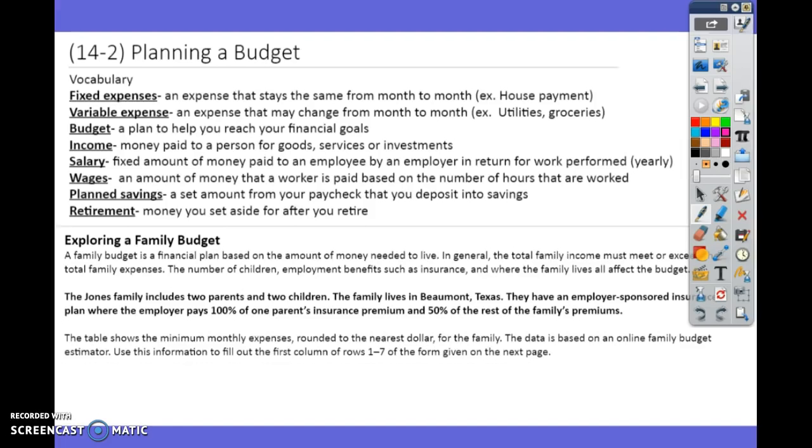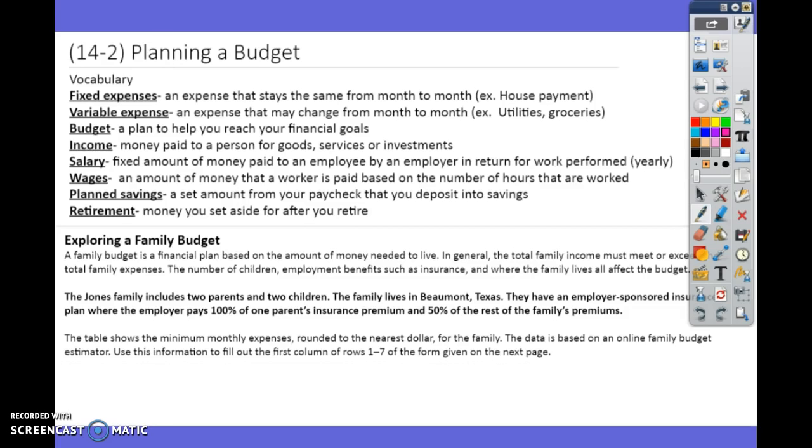Today we're going to talk about planning a budget. We need to go over some vocabulary first. Fixed expenses. An expense that stays the same from month to month. Example, your house payment or your car payment.